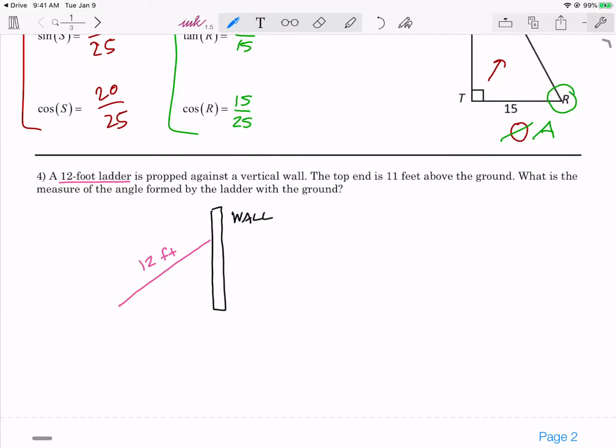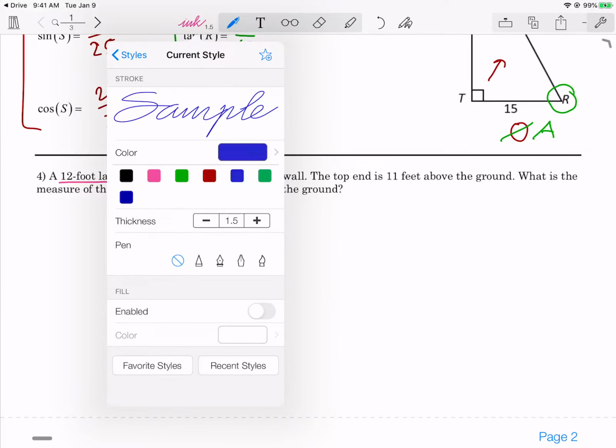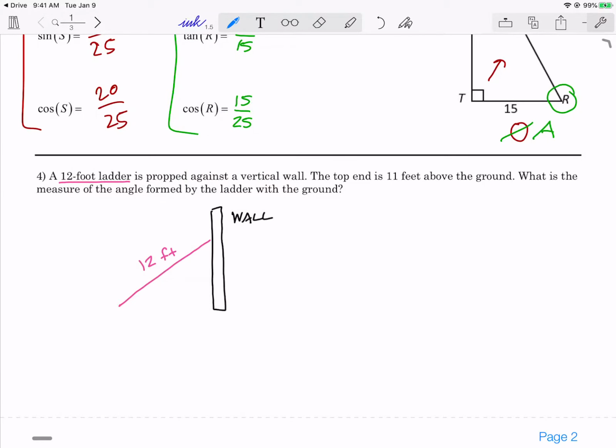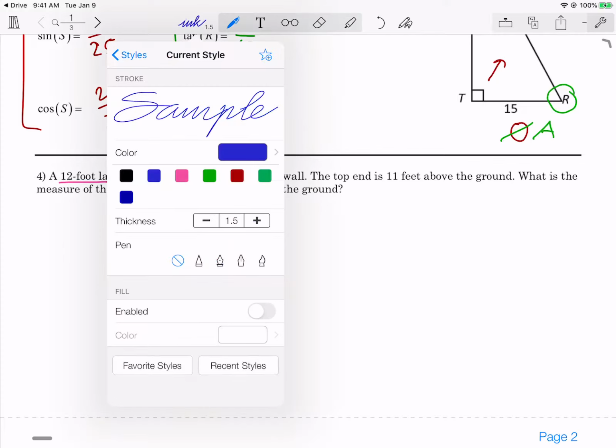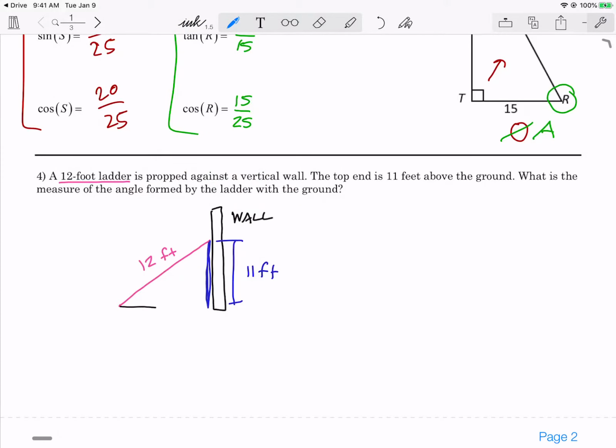The top end, where's the top? Is it down here at the bottom? No, it's up at the top. So then this length right here along the wall is 11 feet. I'm trying to figure out the measure of the angle formed by the ladder with the ground.